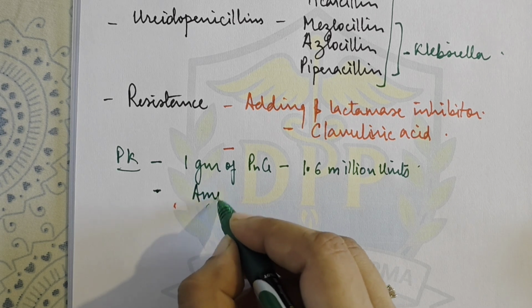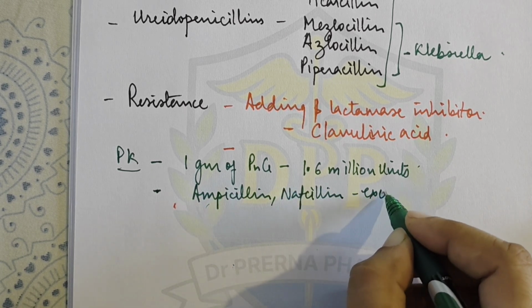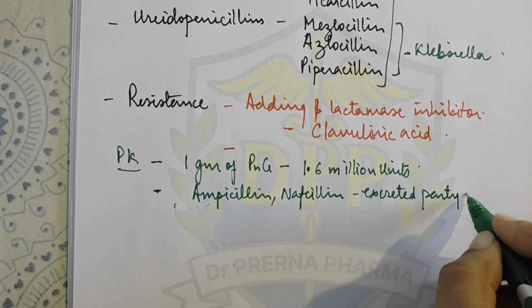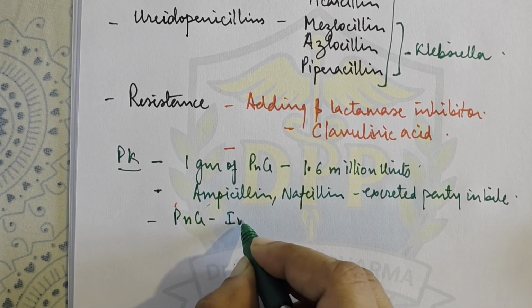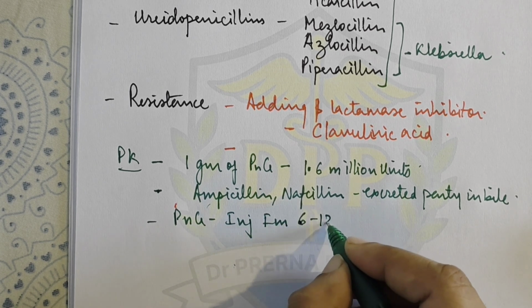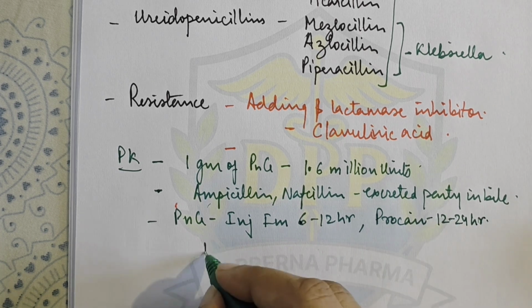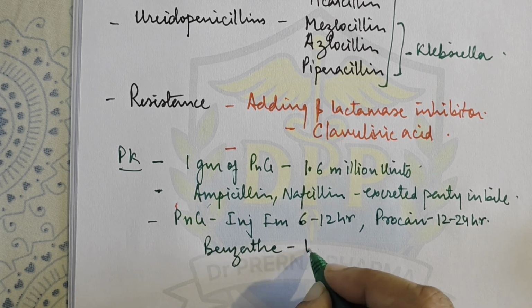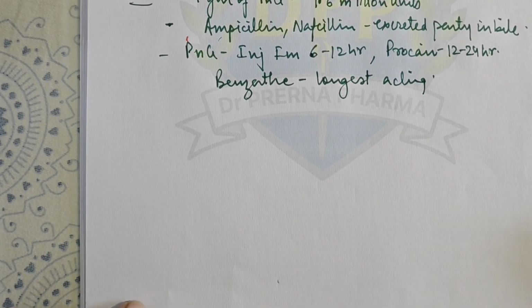Then ampicillin and nafcillin are excreted partly in bile. Penicillin G is given by injection IM, and it has a short half-life, so it is given 6 to 12 hourly. Procaine penicillin is 12 to 24 hourly, and benzathine is the longest acting. Right, coming to the clinical uses.